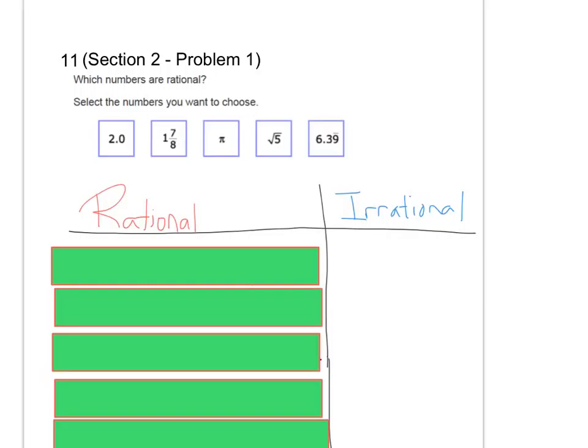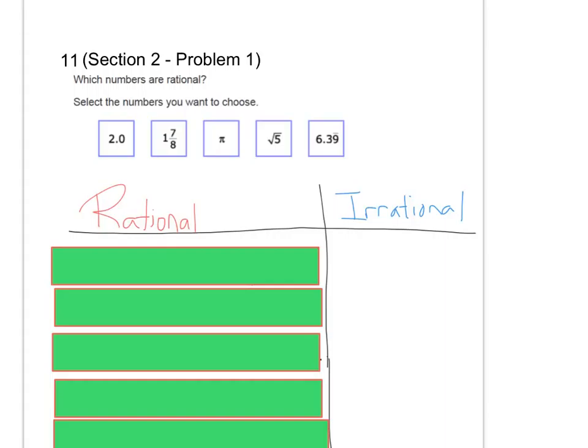In this section, we are in section 2, problem 1. You need to know that you are not allowed to use a calculator. If you look, there will not be the button for it. The question itself seems pretty straightforward. It says what numbers are rational.